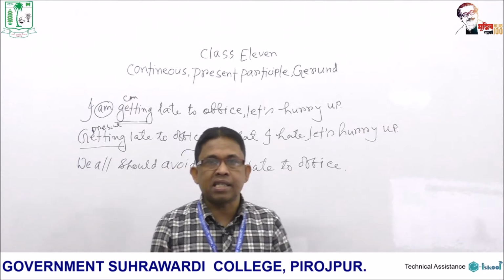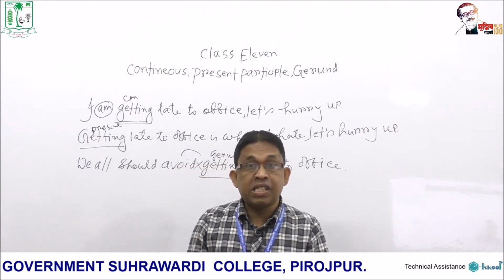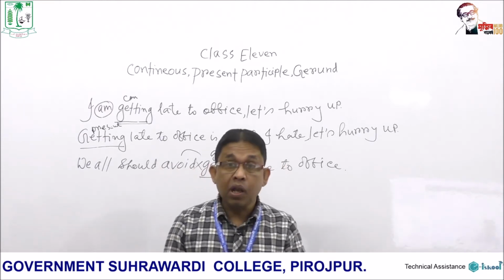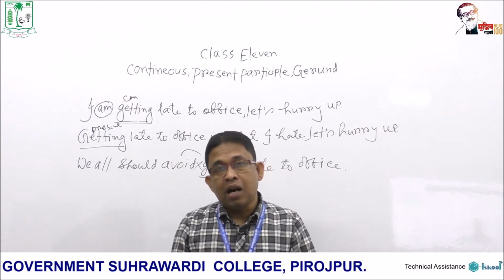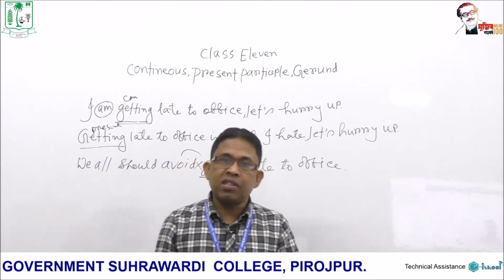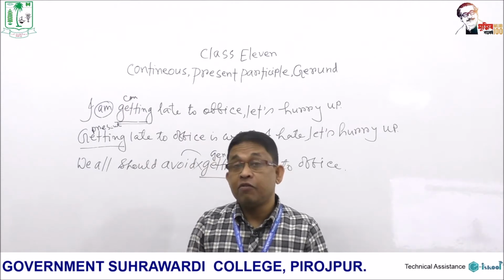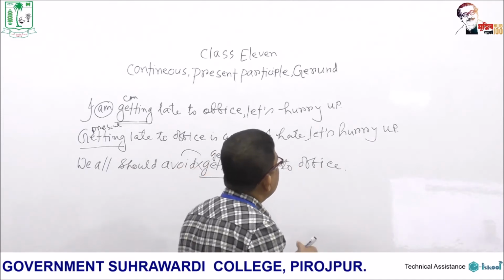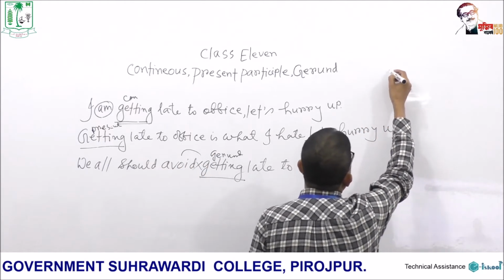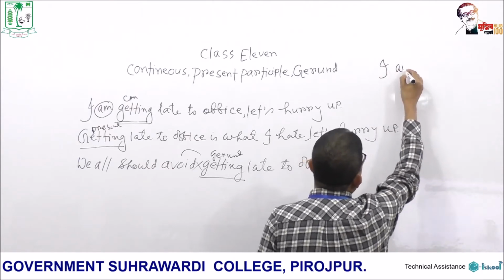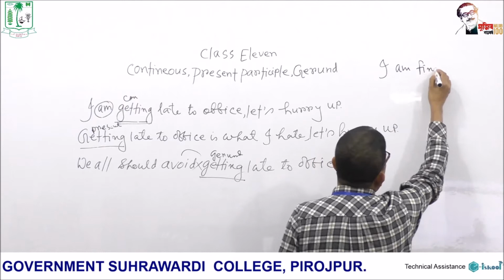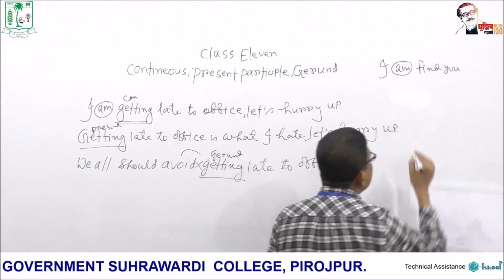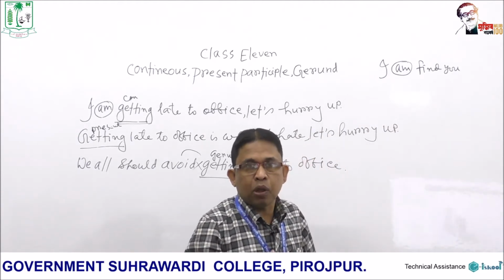We get as many as 6 types of continuous form. For example, present continuous tense, present perfect continuous tense, past continuous tense, past perfect continuous tense, future continuous tense, future perfect continuous tense. Just let me give an example. Present continuous tense, I wrote in my first class, I am finding you. I have used am here. This is the example of present continuous.